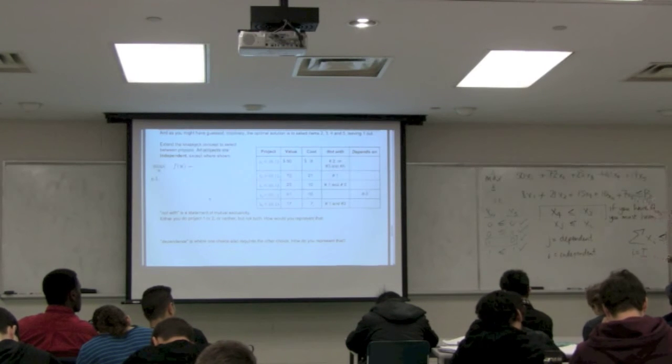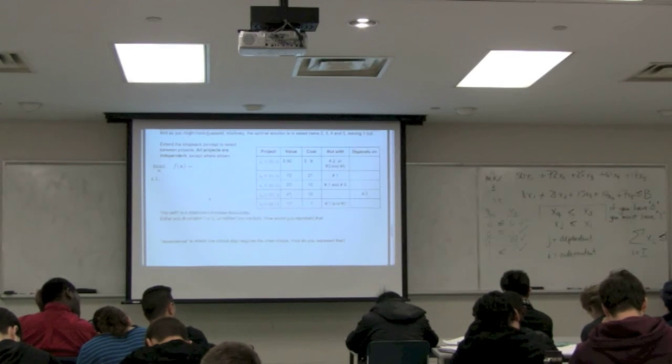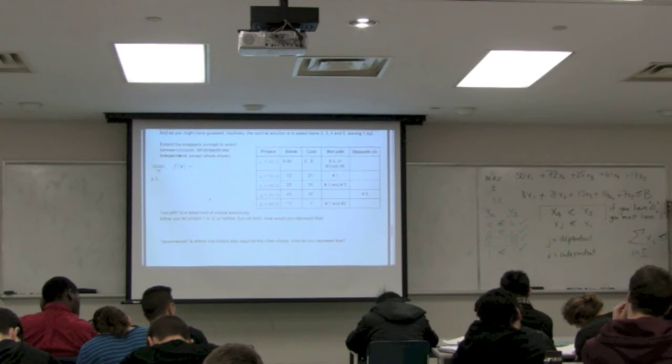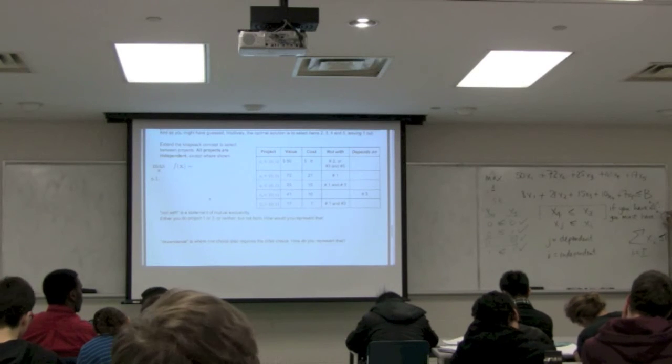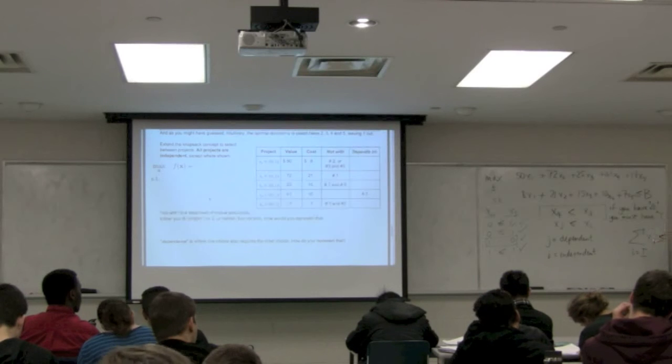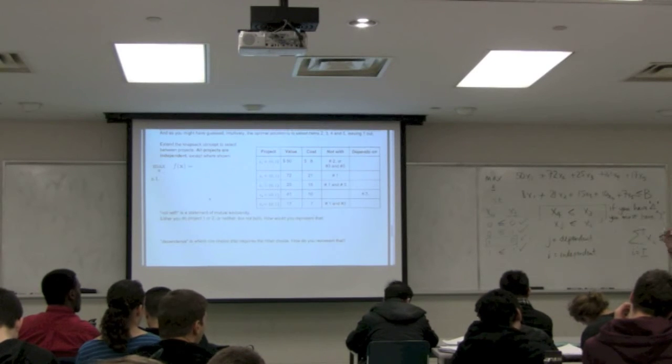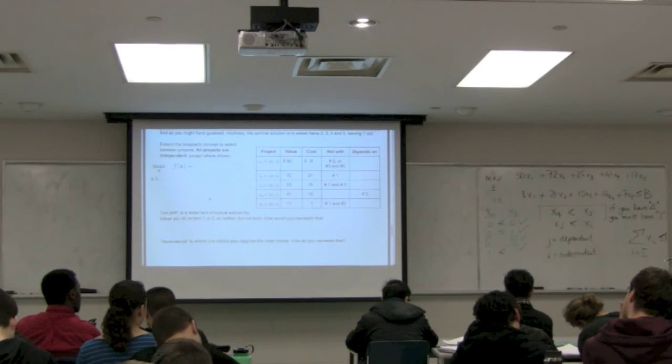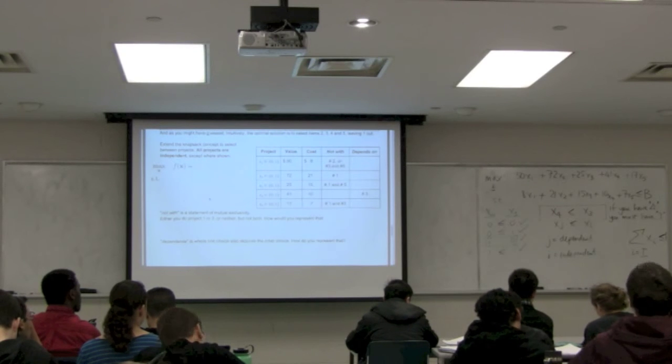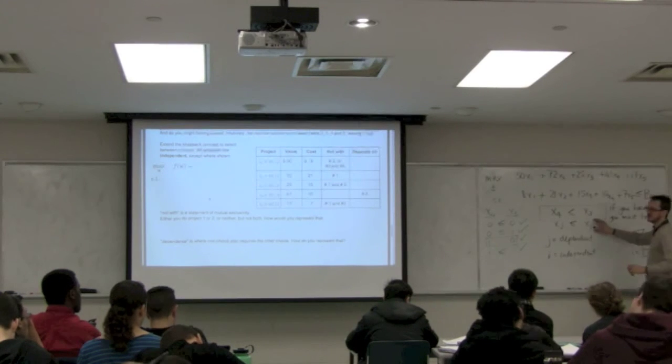Okay. So in this case, 4 depends on 3. So 4 is your dependent project. 3 is your independent project. You can do 3. It doesn't mean you have to do 4. 3 is independent. j is your dependent. So j is on the left. i, your independent, is on your right.